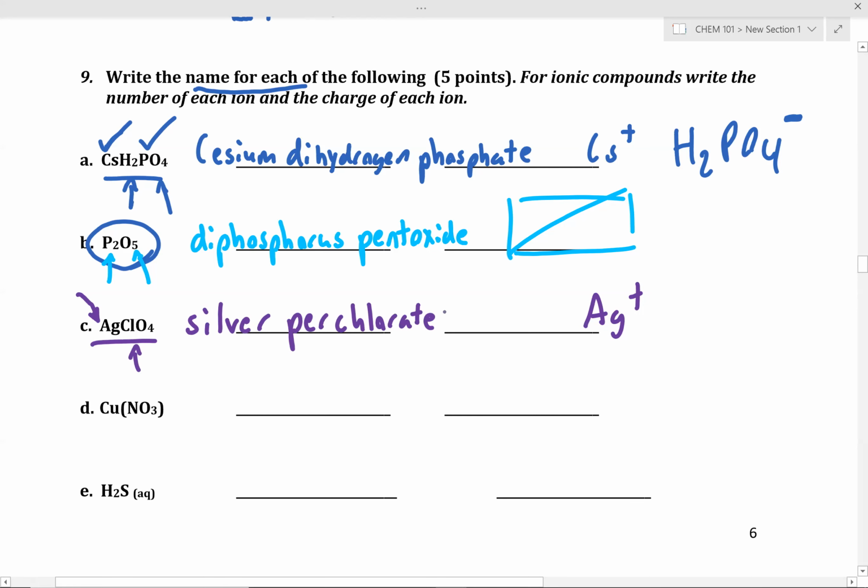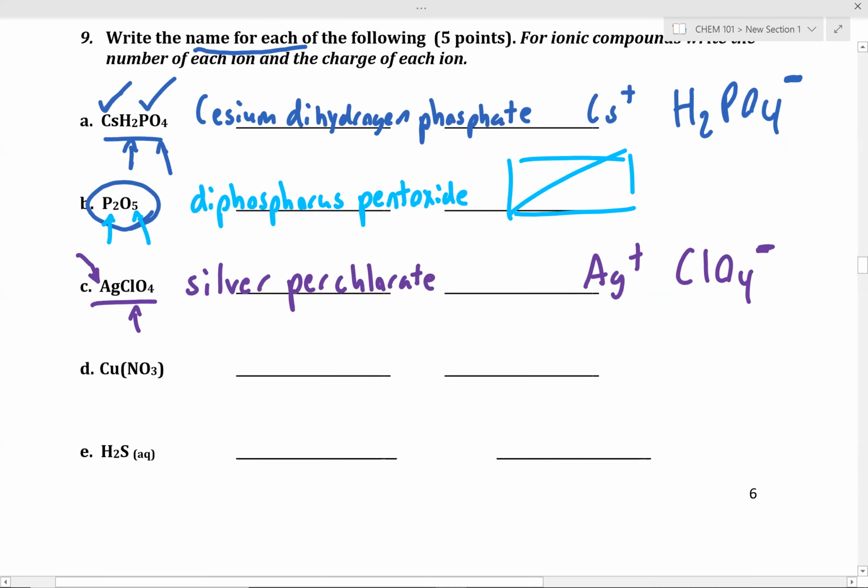Okay. And my question to all of you is, in terms of charges, what's the charge of perchlorate? What's the charge of ClO4? -1, exactly. Perfect. Everyone okay so far? Okay, let's keep going now.